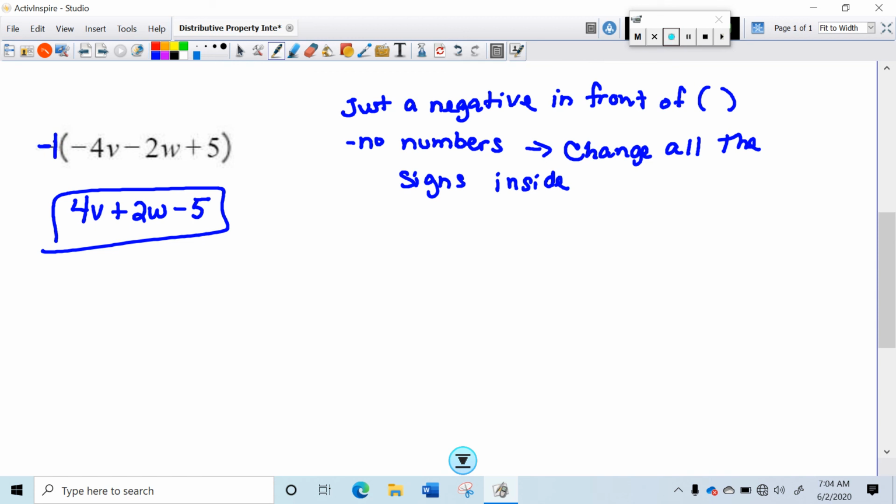If we made it a -1, watch. Negative times a negative is positive. 1 times 4v is 4v. Negative times a negative is a positive. 1 times 2 is 2w. Negative times a positive is a negative. 1 times 5 is 5. You get the same thing. But you can only use that trick whenever there's just a negative in front of the parentheses with no number. If there's a number, you do have to go ahead and multiply it.